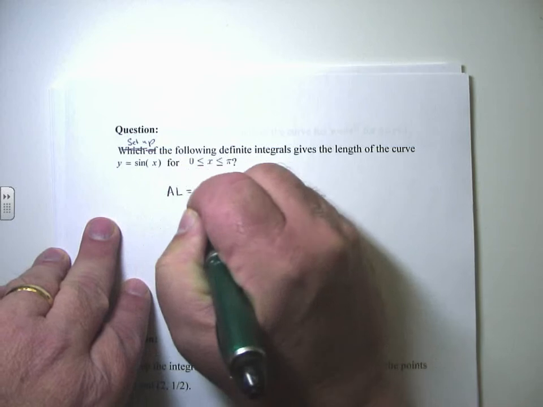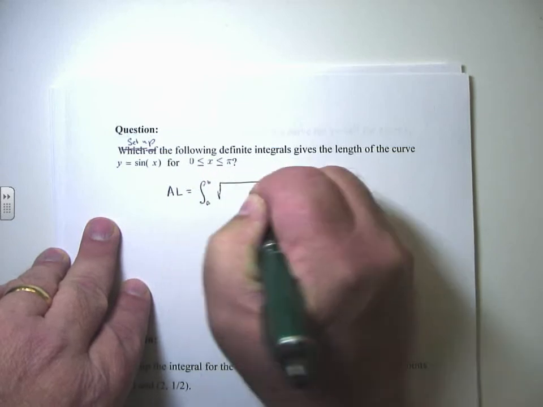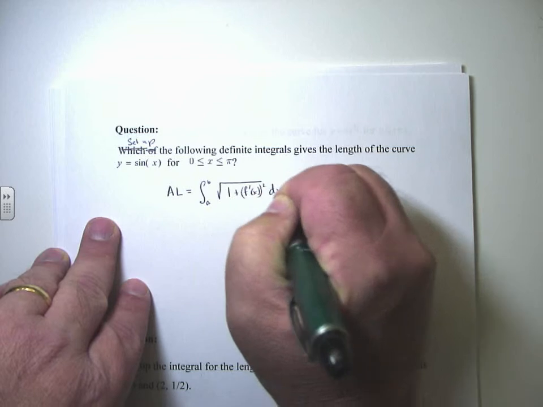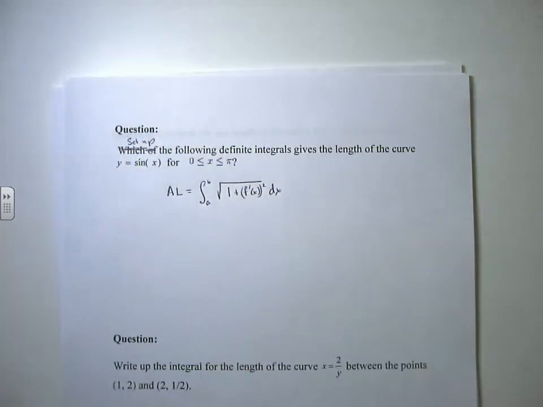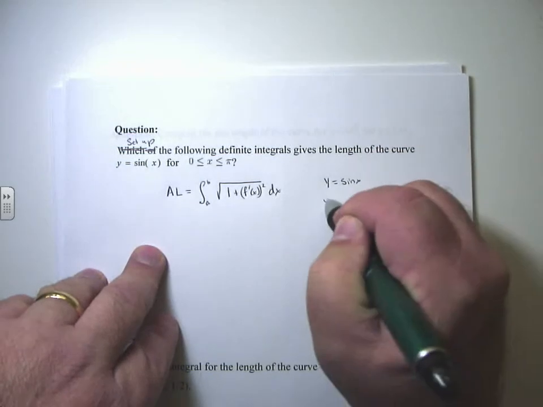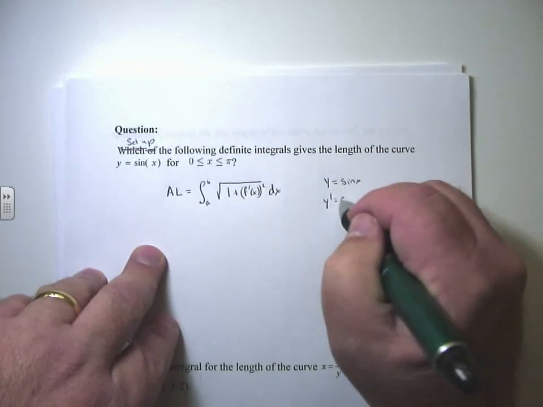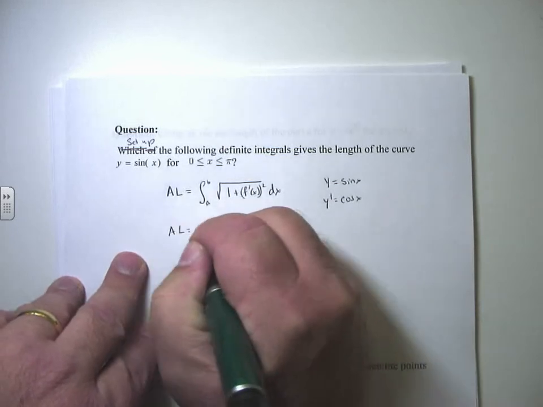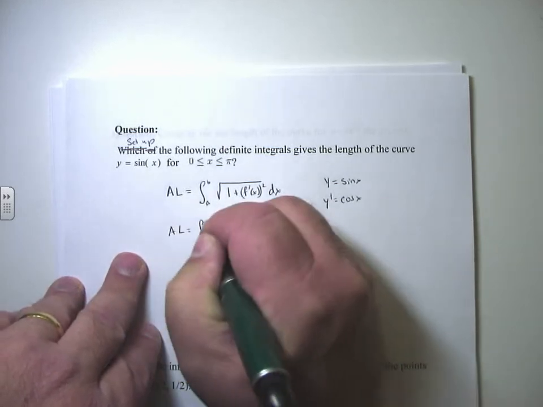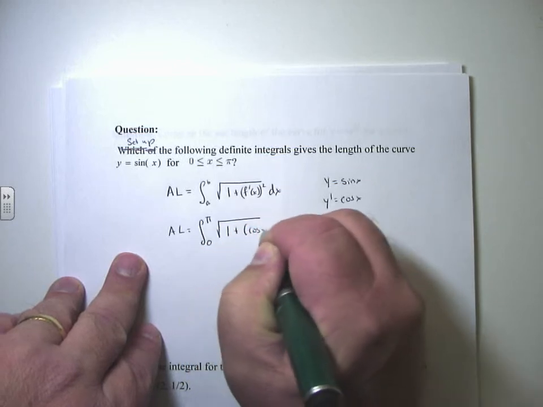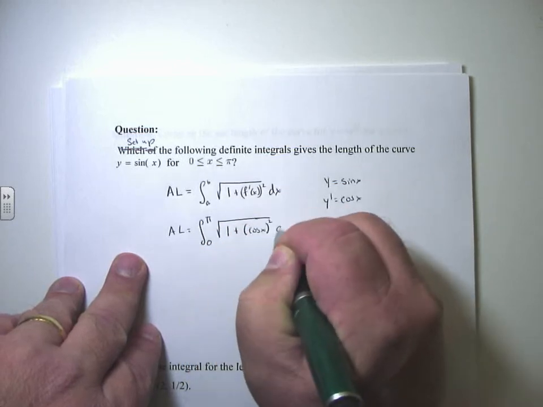Arc length would be equal to the integral between a and b of the square root of 1 plus the derivative of my function squared dx. Now these guys you have to have memorized. It's just straight up, but they're easy formulas. So if y equals the sine of x, what's y prime? What's the derivative of sine of x? Cosine of x. And I'm going to plug that into my formula. So arc length would be equal to the integral between 0 and pi of the square root of 1 plus cosine of x, quantity squared, dx.